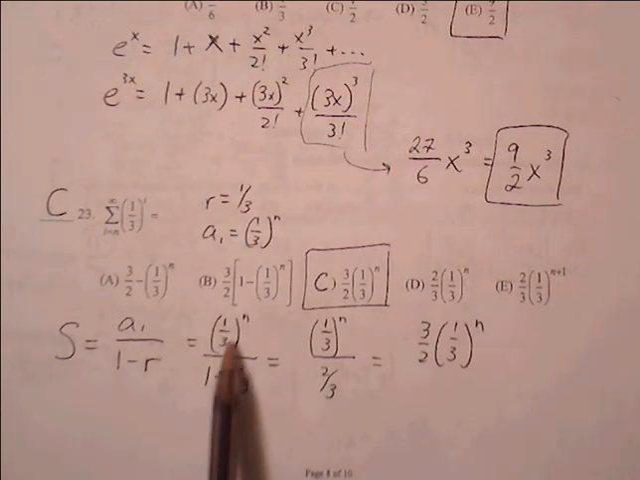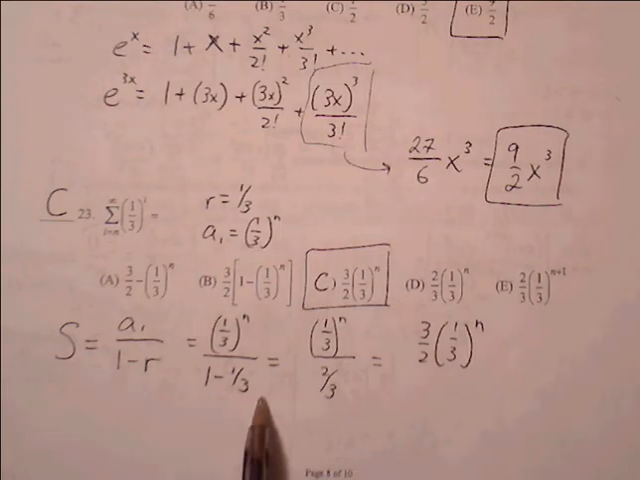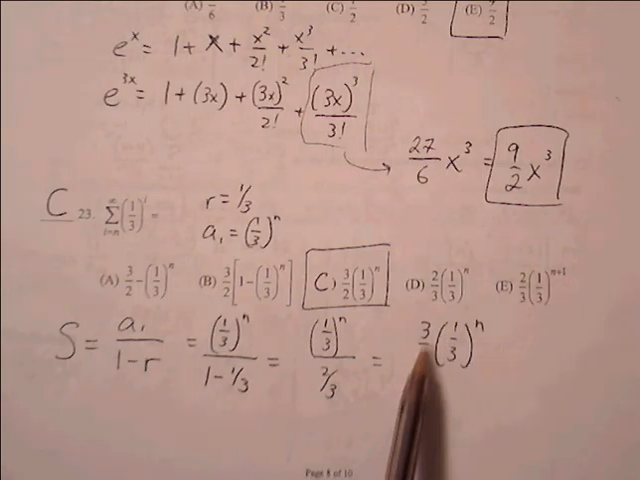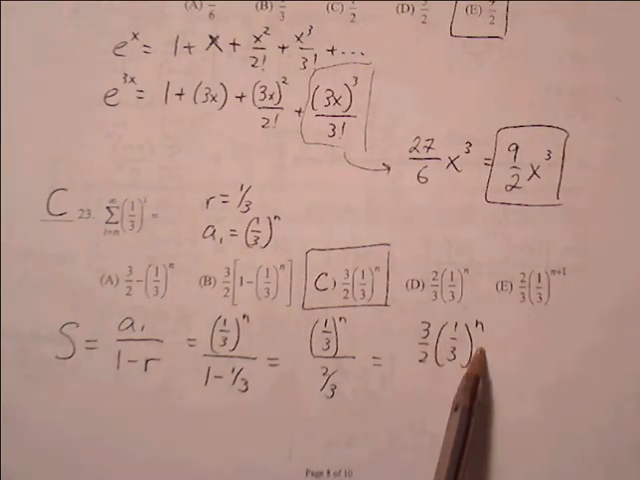The ratio is 1/3, so 1/3 to the n over 1 minus 1/3. And if we reduce this, it becomes 2/3. Flip the 2/3 up, we get 3/2 times 1/3 to the n will be the sum. So answer choice C.